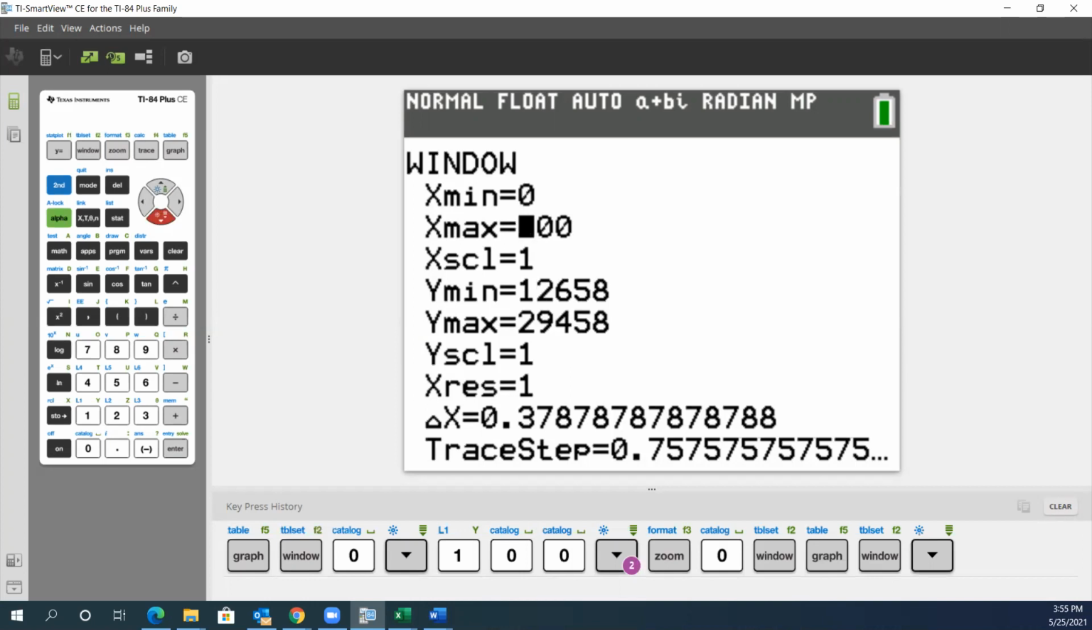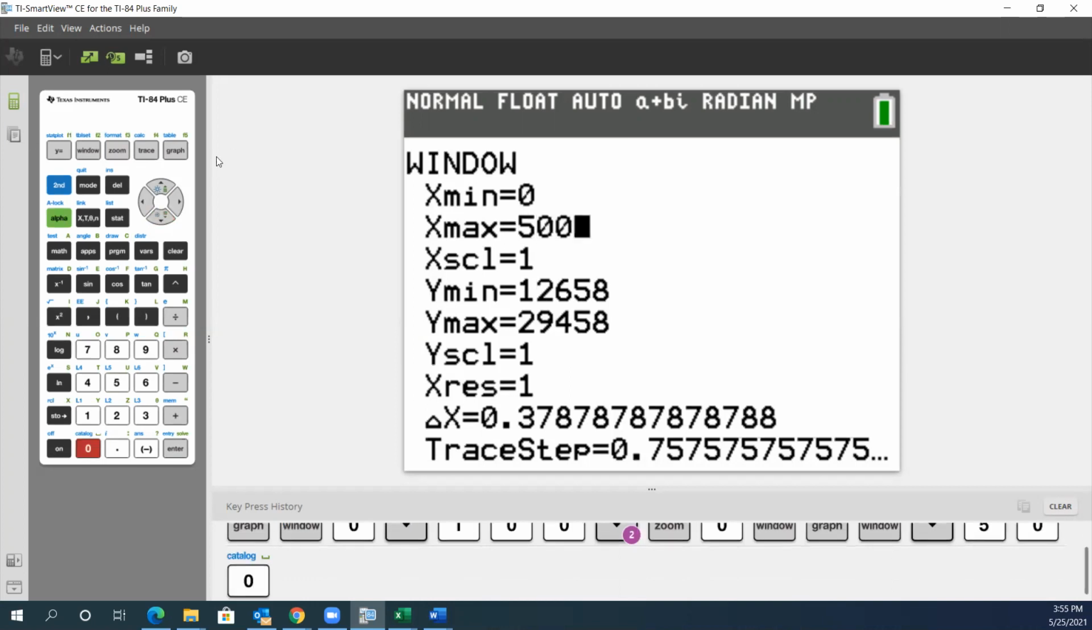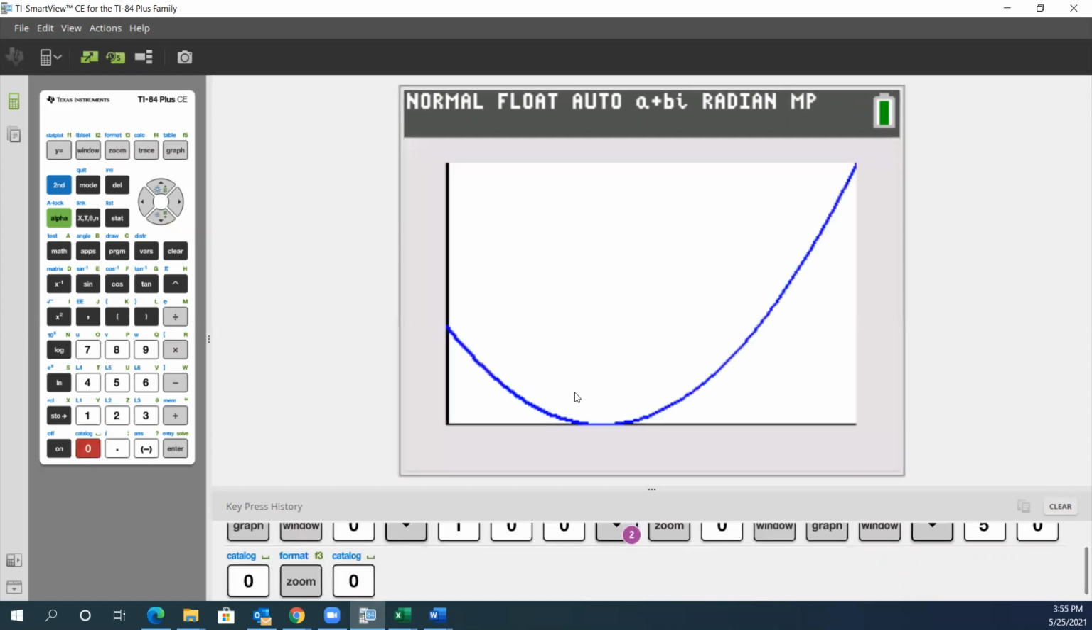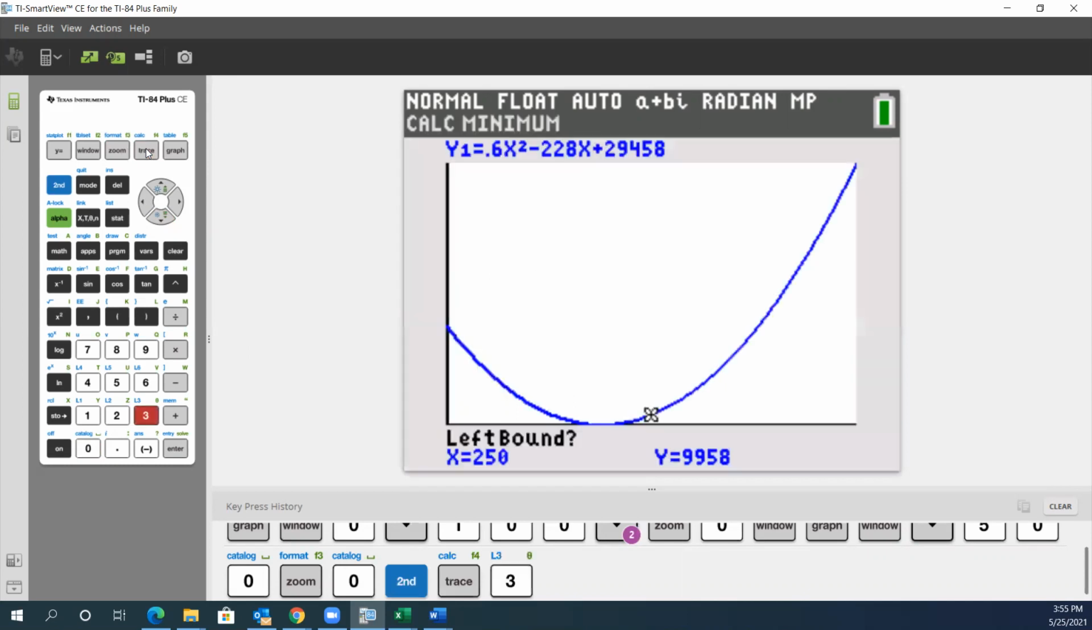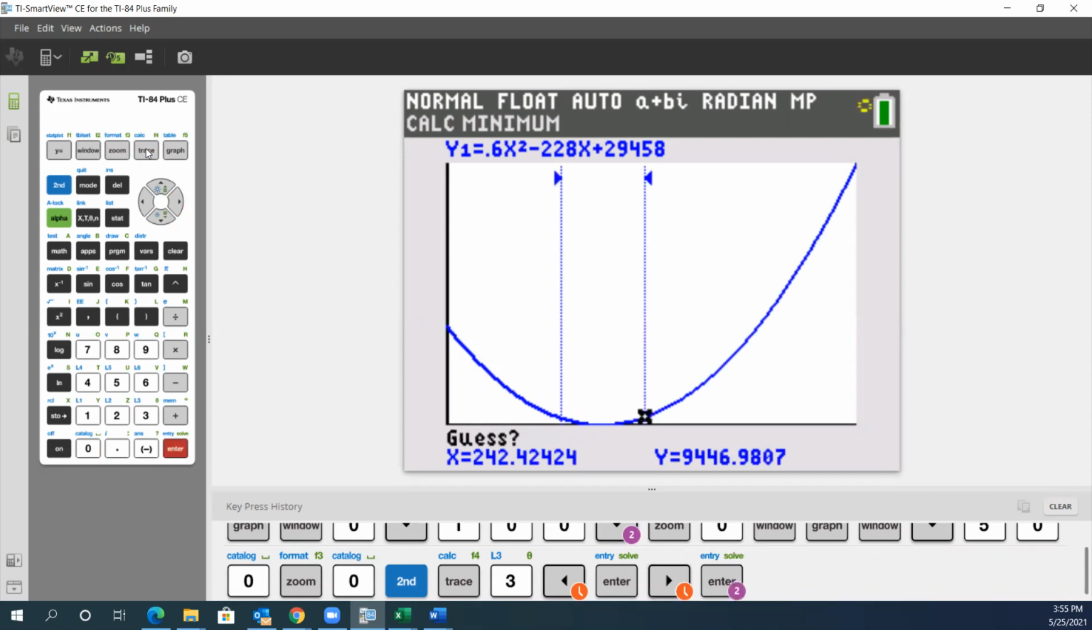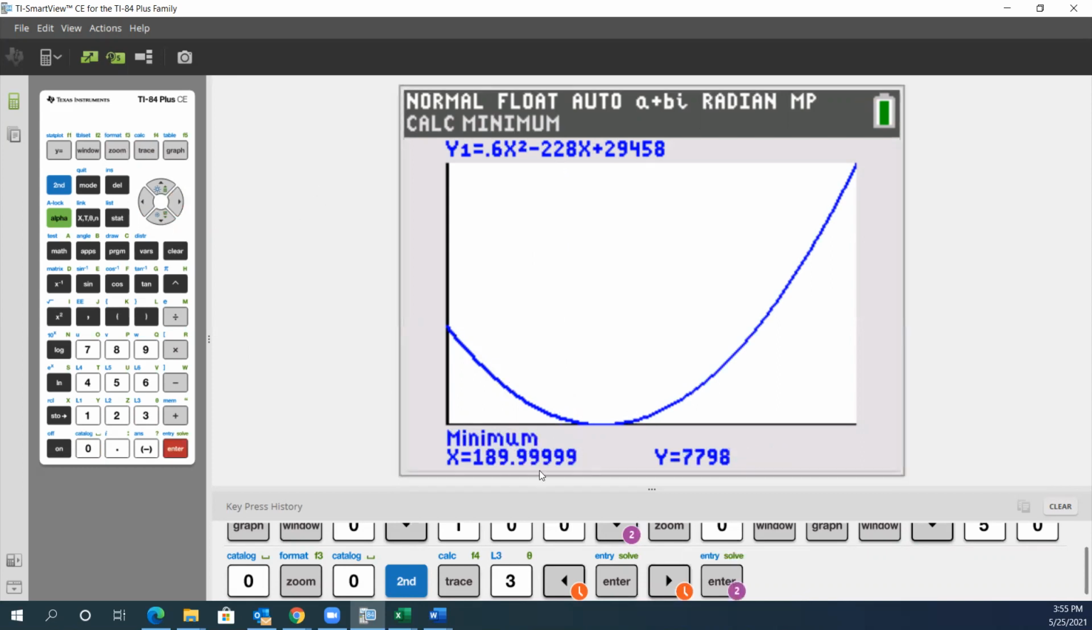So I'll push this out to maybe 500 machines. That's probably enough. And then I'll let the calculator pick the y min and y max again, the minimum cost per machine and the maximum cost per machine, by going Zoom 0. And oh, there's that minimum point. Okay, that's what we want. So second trace, minimum, option 3, and go to the left of it. We're just finding the vertex. So the -b/2a thing would work too. Go to the right of it, best guess, and it looks like 190 for x and 77.98 for y.